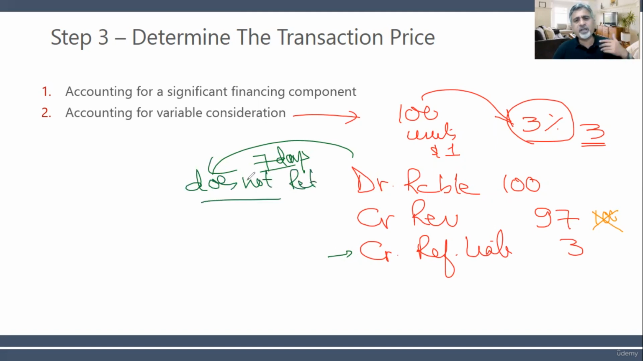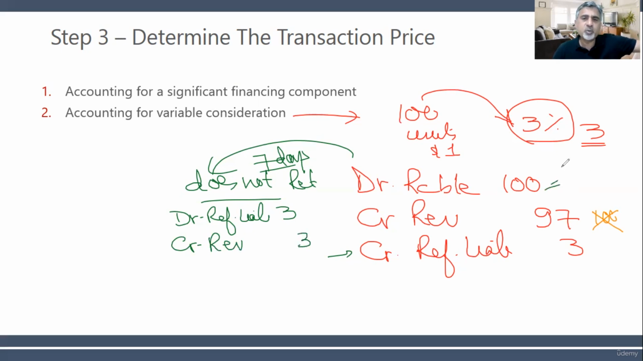The client says, I sold everything, I'm not returning anything. In that case, because you recorded less revenue, now you will say debit refund liability. You will not have any liability. You put 3, and you would say credit revenue, and you put 3. Receivables were already 100, so no need to touch the receivable. You decrease your refund liability because you don't have to give it now, and you increase your revenue because before you recorded less, 97, now you put 3 on top.